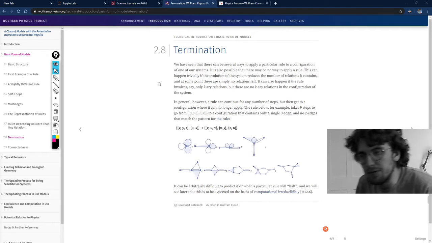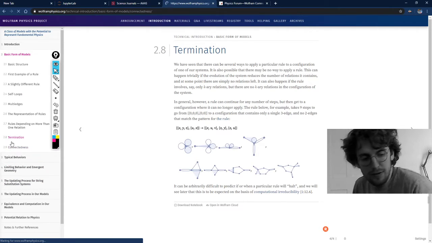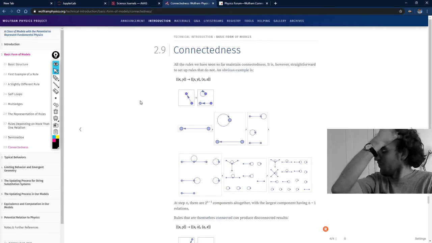So these things can also die off. I'm not going to look at this for a moment. I'm going to skip to section 3.